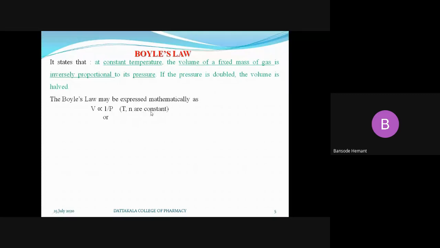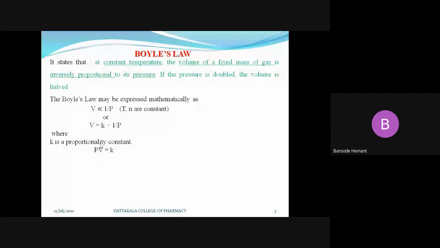We can modify this equation by using a constant to replace the proportional sign. V is equal to K into 1 upon P, where K is just a constant, so we can write this equation as PV is equal to K. This is the equation for Boyle's law.